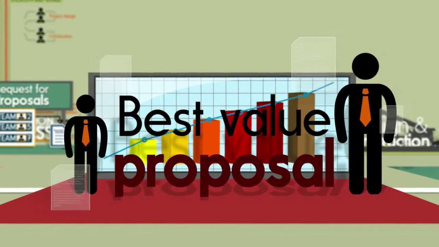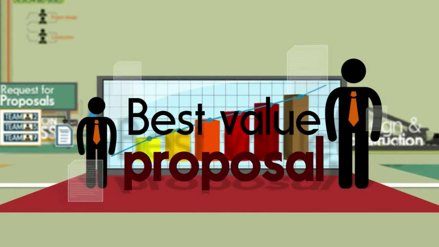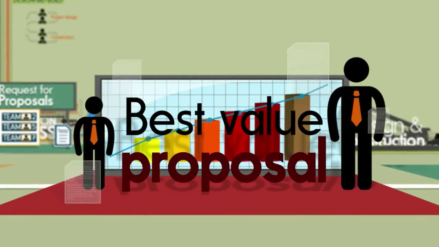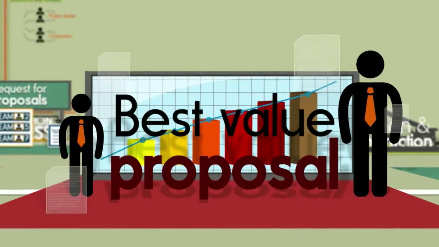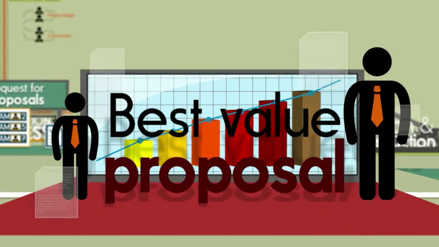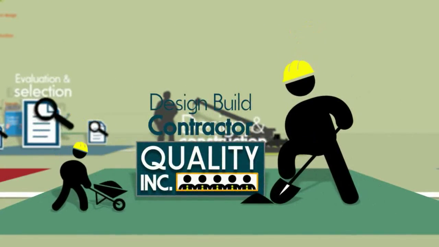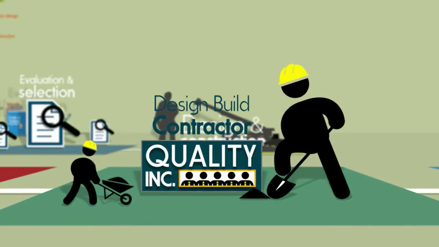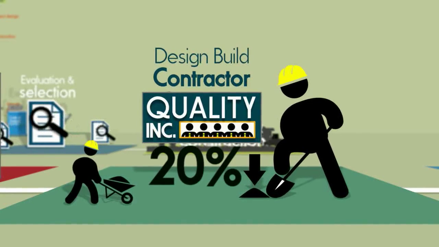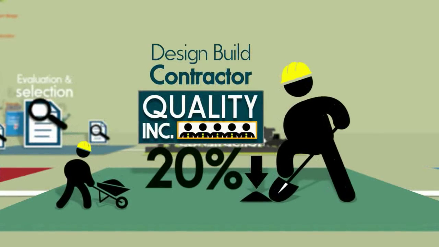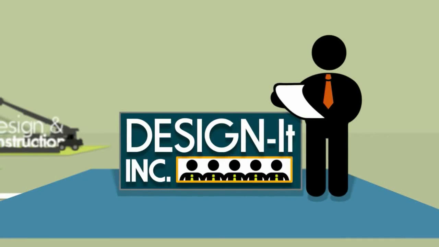Hometown LPA can use a variety of techniques to determine the best value proposal. It chooses to use a best value technique, which divides the price by that team's technical score to get an overall score for each proposal. These overall scores are arranged from lowest to highest, and the best value design-build team is selected. Hometown LPA selects Quality Incorporated to be the design-build contractor for this project, primarily because they demonstrated a 20% reduction in construction time that increased their technical score. Hometown LPA awards the contract to Quality Incorporated and notifies Design It Incorporated that it was not selected.